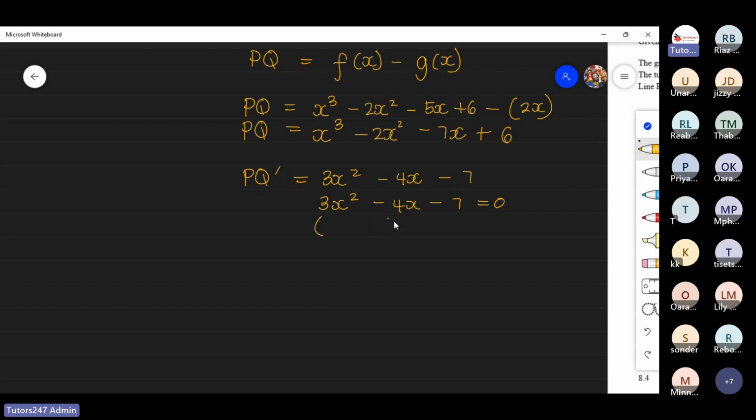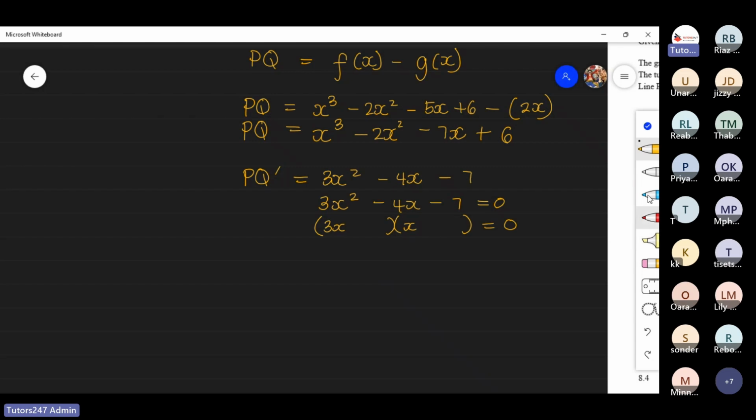So we open up two brackets. Now we need to ask ourselves, what times what gives us the coefficient of 3, or 3x squared? That is 3x and x. Next, we need to ask ourselves, what gives us the constant? So it's -7 and +1. But how do we know where to put it? Do we put -7 in the first bracket or the second bracket? Do we put +1 in the first bracket or the second bracket?